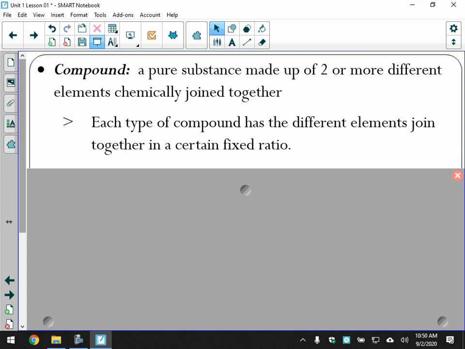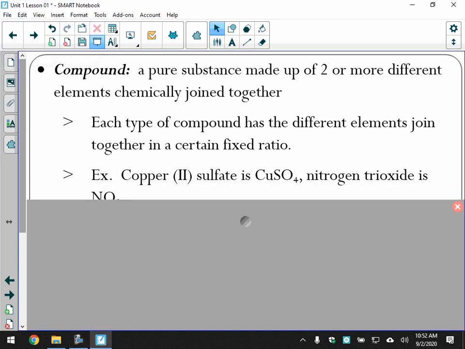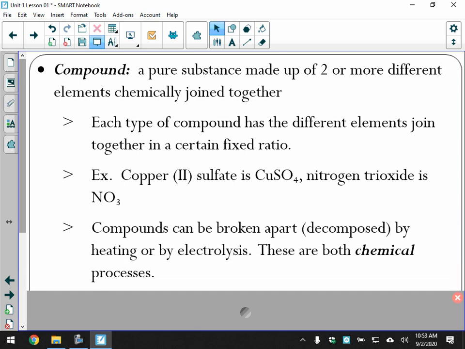But that's what compounds are. We'll just mention this real quick here: each type of compound has different elements joined together in a certain fixed ratio. Like, we're going to look at why nitrogen trihydride, NH3, forms. Why does nitrogen typically form with three hydrogens? Why isn't it NH4 or something like that? We're going to look at that, and the specific shape, and all that good stuff. We are going to copy this part though, so let's not worry about that.